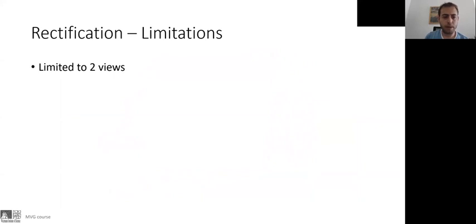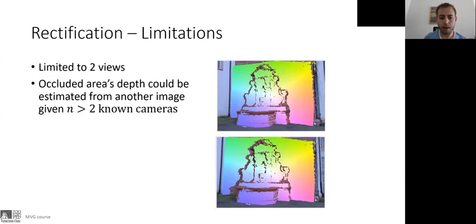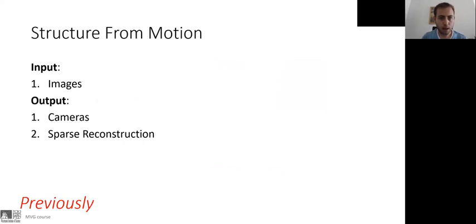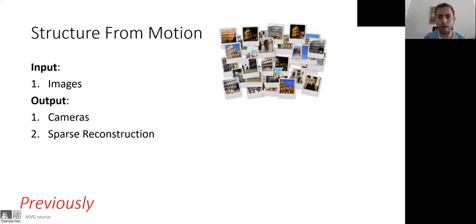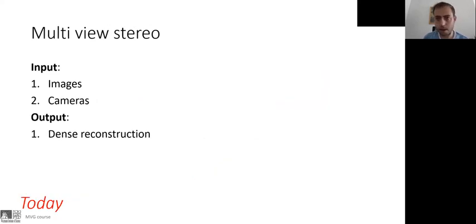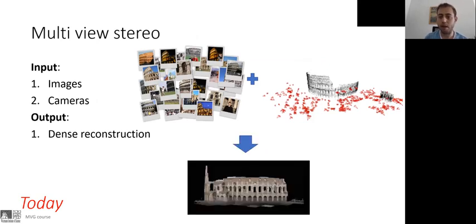We talked about the fact that it is limited to two views, and that we can't find the depth of a pixel from one image if it is occluded in the second image. Therefore, we would be happier if we could use more images for inferring the depth of occluded pixels in the reference image. Previously in the course, we talked about the structure from motion problem, where we are given many more than two images, in general n images, and we extract cameras and sparse reconstruction. But today we will talk about multi-view stereo, which means that we know the cameras and we have images, and the task is to find a dense reconstruction.